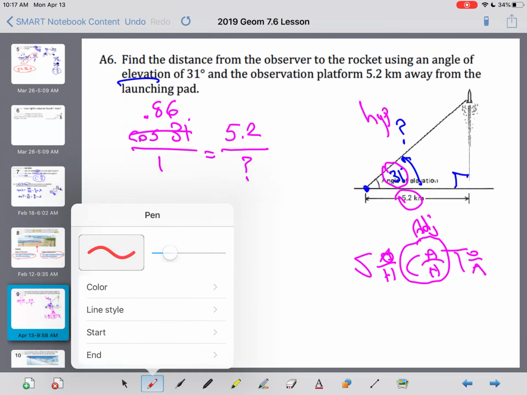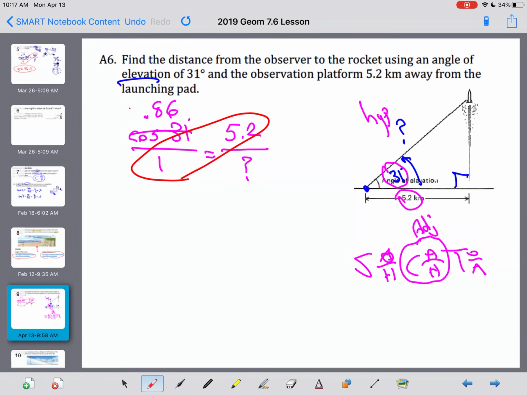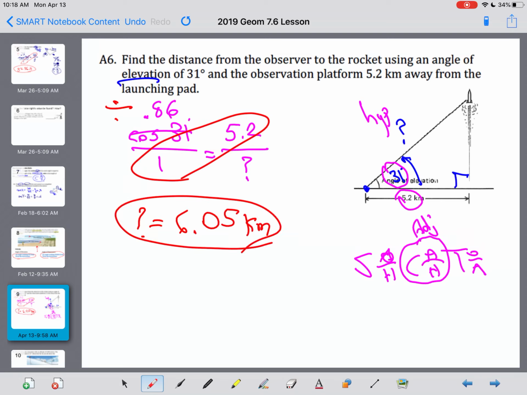And now we can do our normal proportion work, multiply those, divide by this one. So my unknown is going to equal 5.2 divided by 0.86, and we get about 6.05 kilometers away. So again, the key thing there is we had an angle of elevation. We had to put that in, and we had to determine which length we were looking for. Once we had that, we used our SOHCAHTOA to figure out which trig function to use.